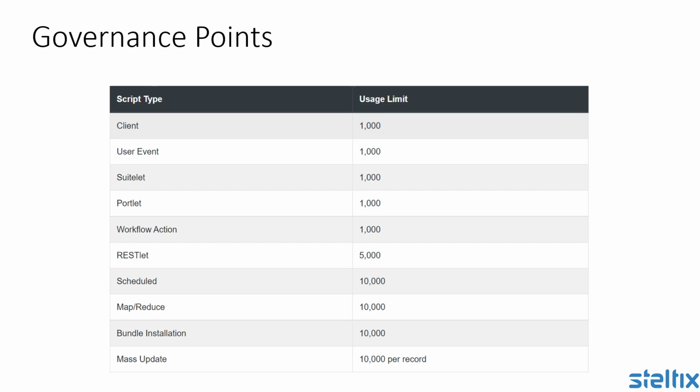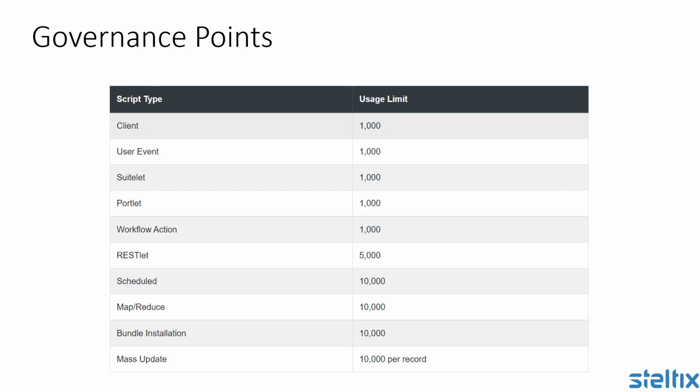You get a lot more points for scheduled, MapReduce, and obviously your bundle installations. So a scheduled script, you'll have 10,000 points, so you can update. But it's very important to remember that if your scheduled script has got a lot of functionality which it needs to do, creating records, updating records, moving data around, querying data, then you'll very quickly use those points up. So it's very important to count your points as you go through it.